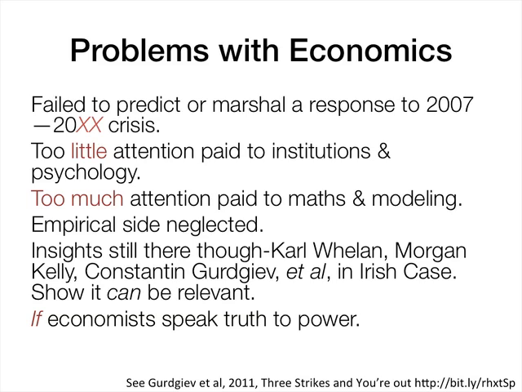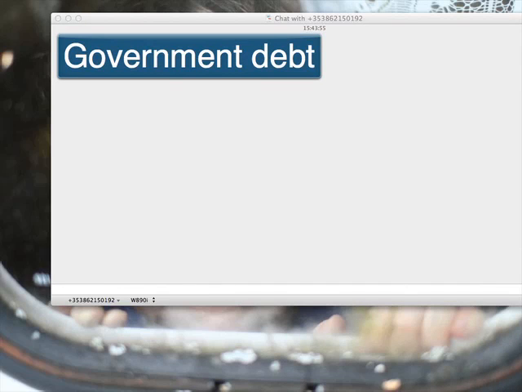But we still have great people to listen to. People like Carl Whelan from UCD, Morgan Kelly, if he ever opens his mouth again, Constance Gurdjieff, people like that in the Irish case. They show it can be relevant. It can be relevant if economists speak truth to power. Somebody once said that the essence of being an intellectual is speaking truth to power. I won't tell you who it was, you can Google it yourselves. But you should understand that that's what I think economics is, and that's why I think it's relevant. So thank you very much, and I will see you on Wednesday.